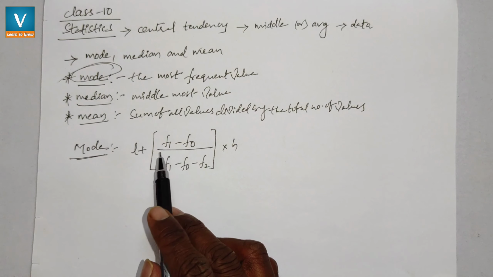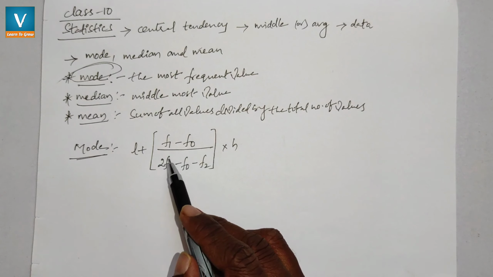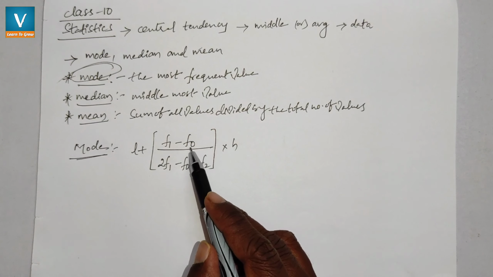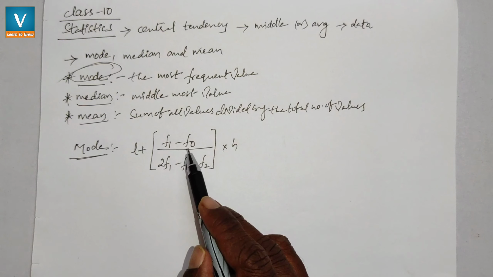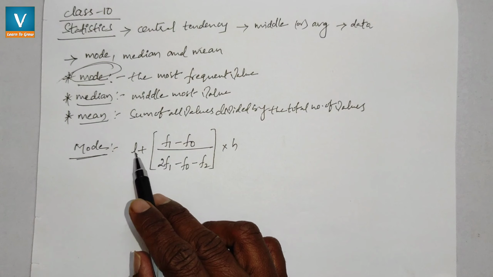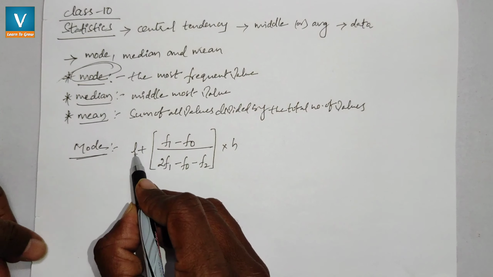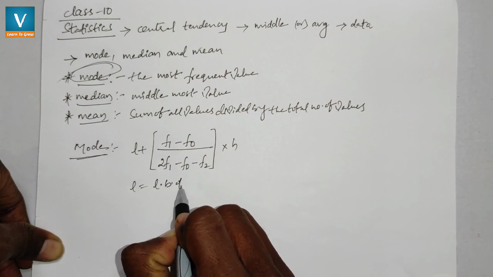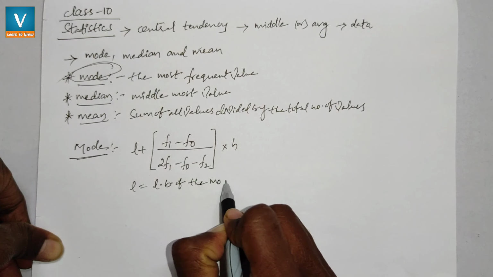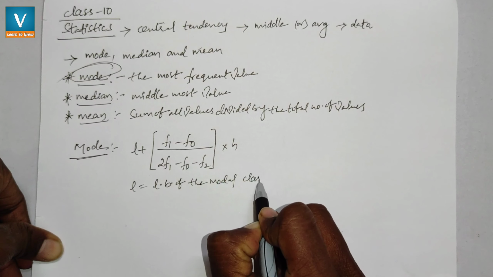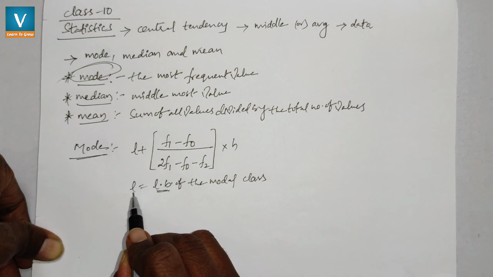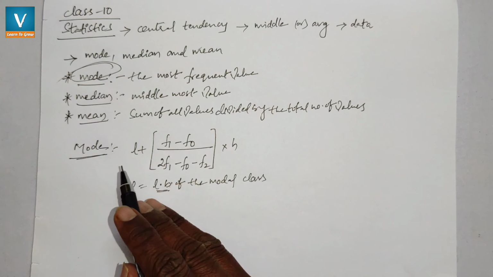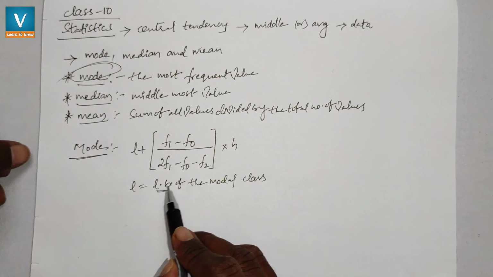This can also come in 2 marks, so expand each term in the mode formula: what L, F1, F0, F2 and H indicate. We can call this one F0, or F naught. So what does L indicate? L indicates the lower boundary of the modal class. Each class interval has a lower boundary and an upper boundary, and L indicates the lower boundary.